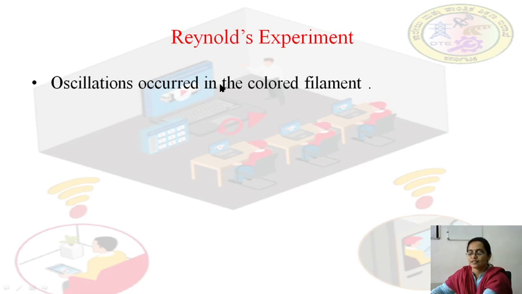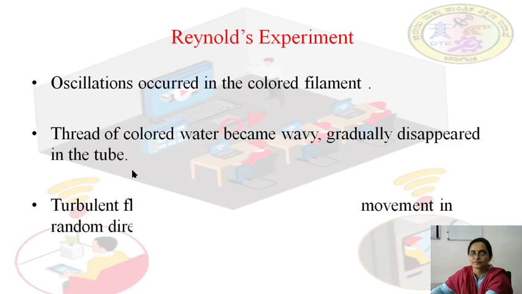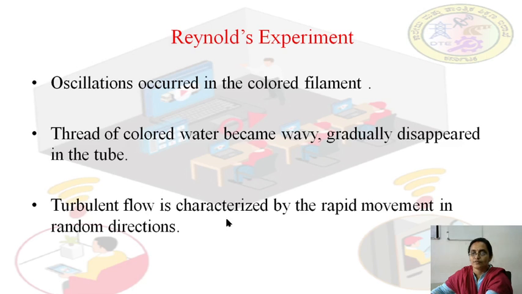Oscillation occurred in the colored filament. The thread of colored water became wavy and gradually disappeared in the tube. Turbulent flow is characterized by rapid movement in random directions.